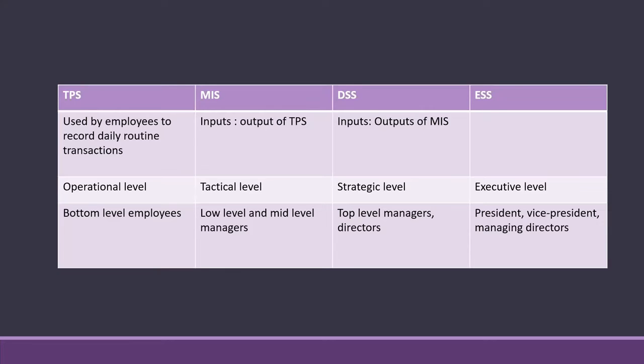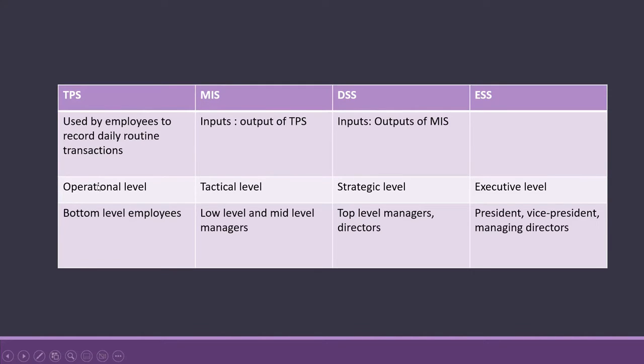So here is a simple comparison of the four systems, TPS, MIS, DSS, and ESS, which is used by the hierarchy in an organization. So TPS is used by employees, the workers. They use the daily routine transactions in the TPS system. The output from the TPS system is used as the input to the MIS. Input to the DSS is the output of the MIS.